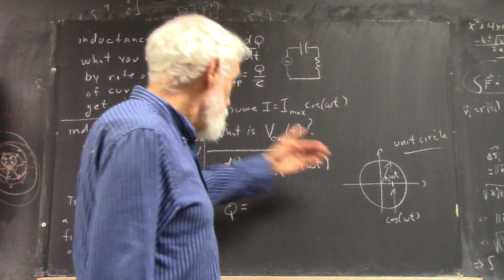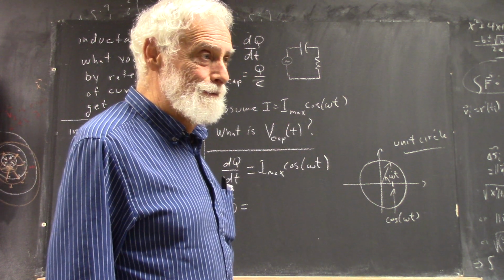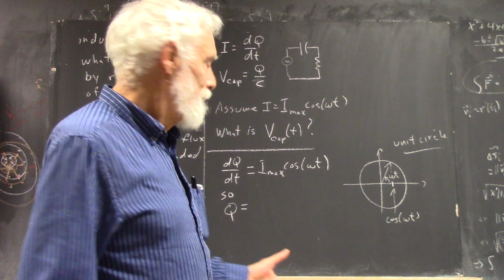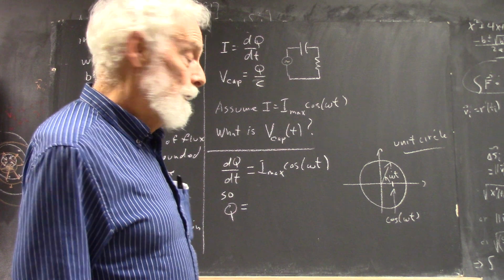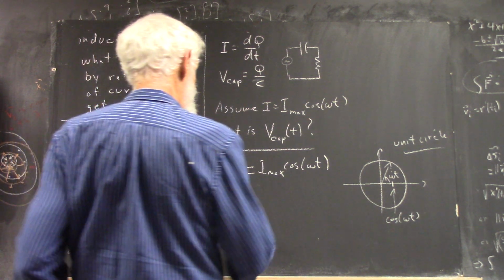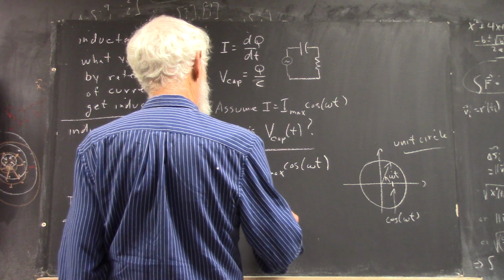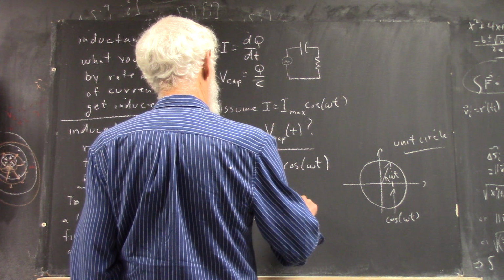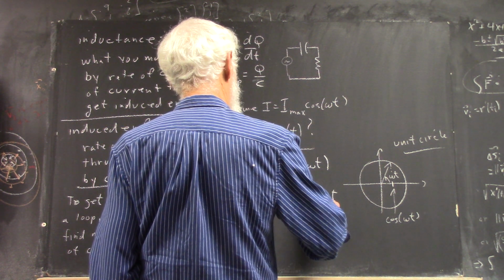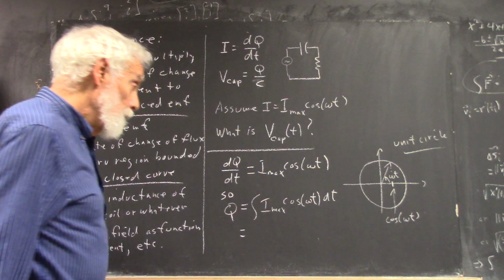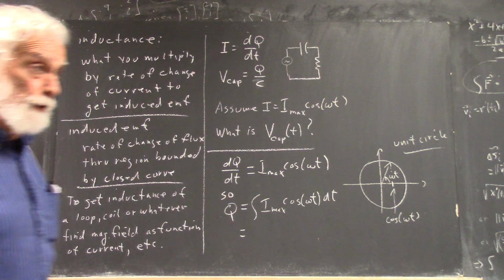If you know the derivative is this, how do you find the Q function? Is it the integral? Yeah, you integrate this with respect to t. So it's an antiderivative of I max cosine of omega t with respect to t. You should be able to do that integral instantly in your head. What is it?